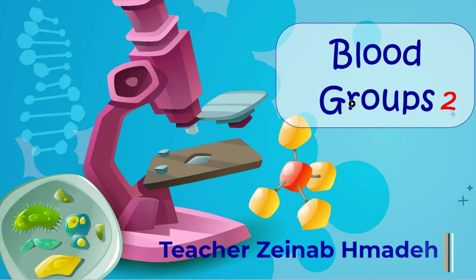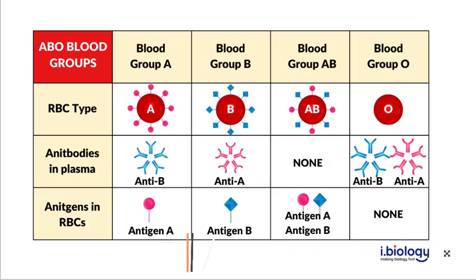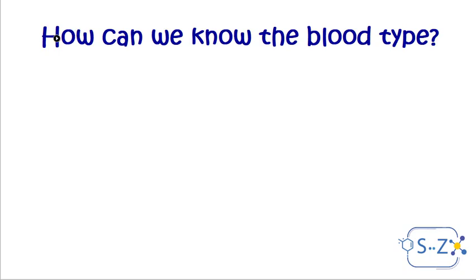We'll continue talking about blood groups and how we test for the blood group of a person. In the last video we reached this table, which summarized the 4 blood groups, the antigens found on the red blood cells in each blood group, and the antibodies found in the sera of each blood group. Now, the important question here is how can we test for or know the blood type of each person?